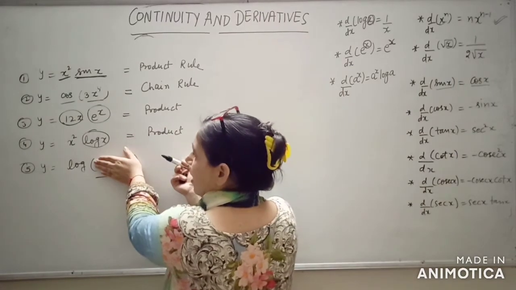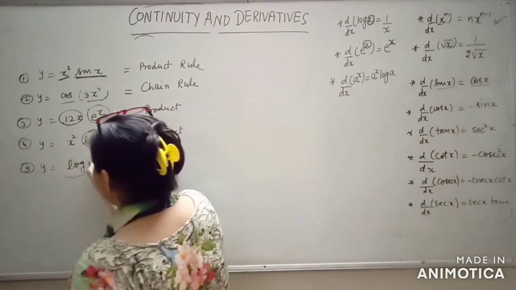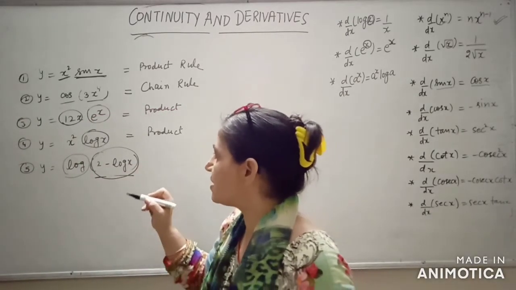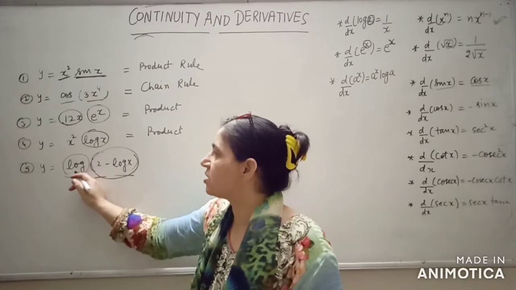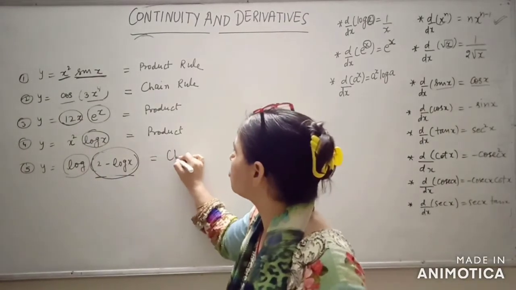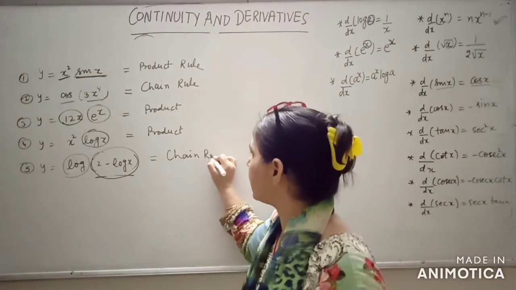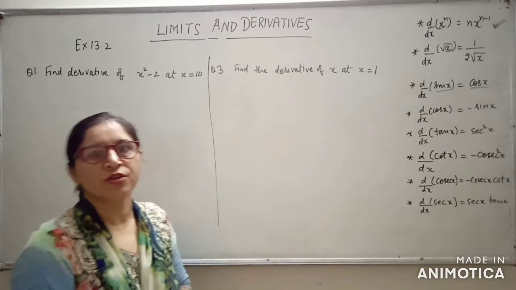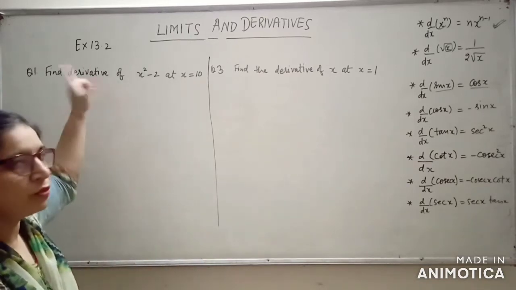So that's why both of these, if we see independently, then this log alone cannot survive independently. Therefore, chain rule will be applied here. Okay. And now, students, I'm going to start your exercise 13.2.